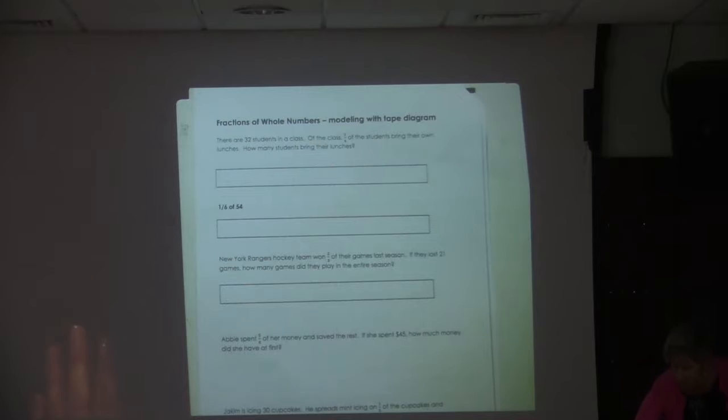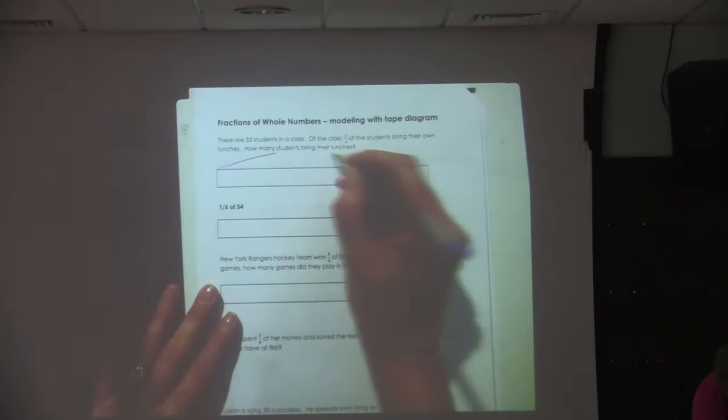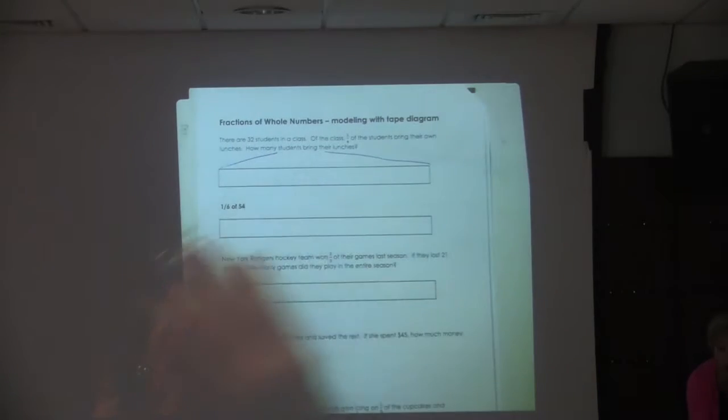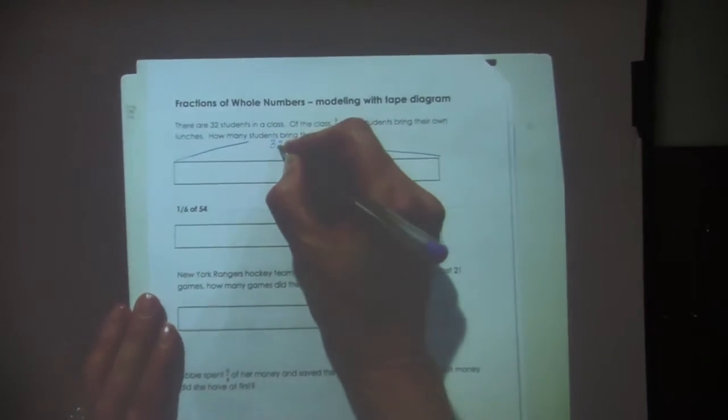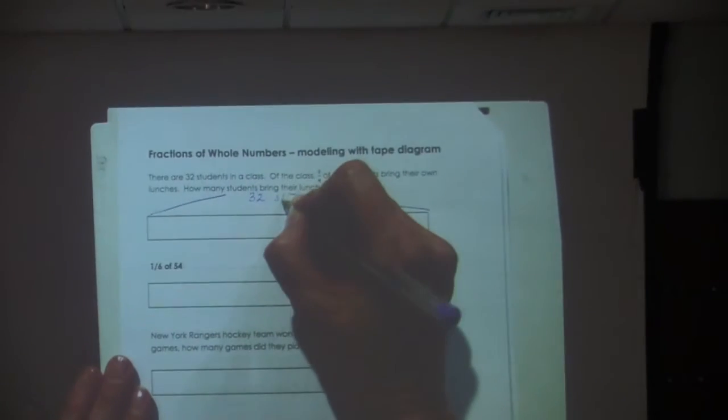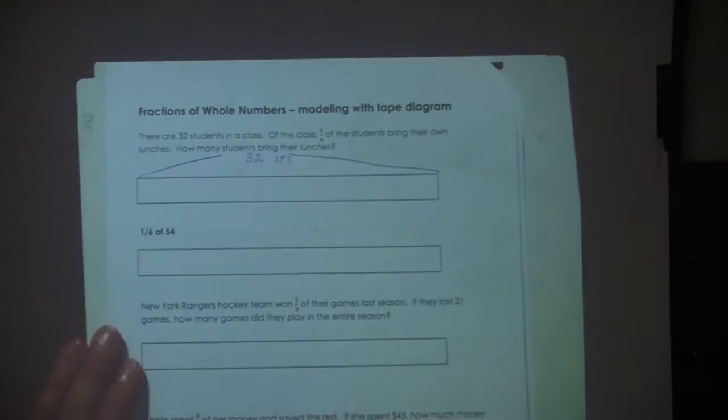One of the first things we know, or what do we know in this? The number of students. Yeah, and that's its total. Back in first grade, we learned about tape diagrams being a part whole representation. 32 is our whole.